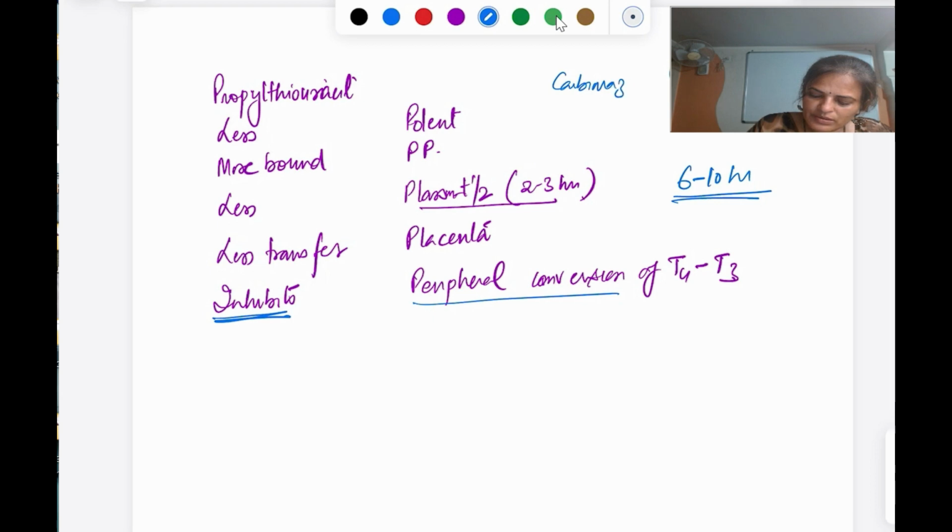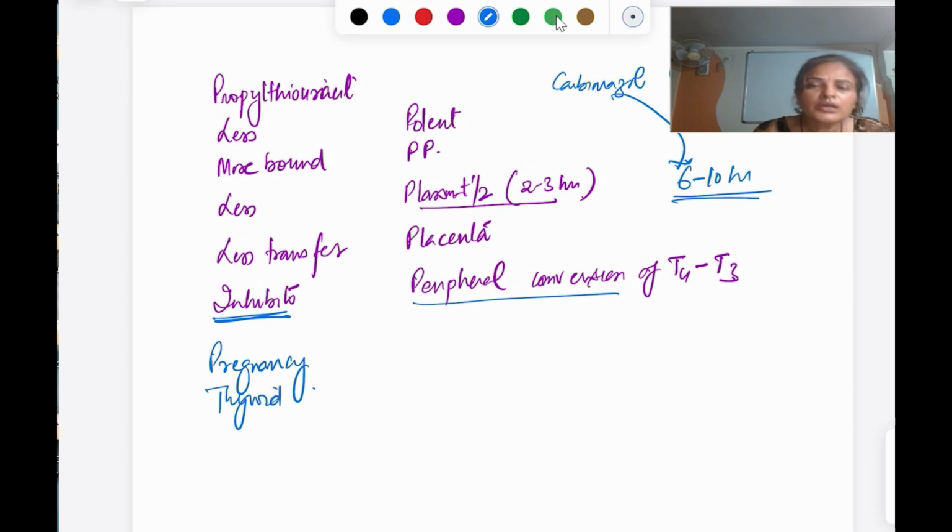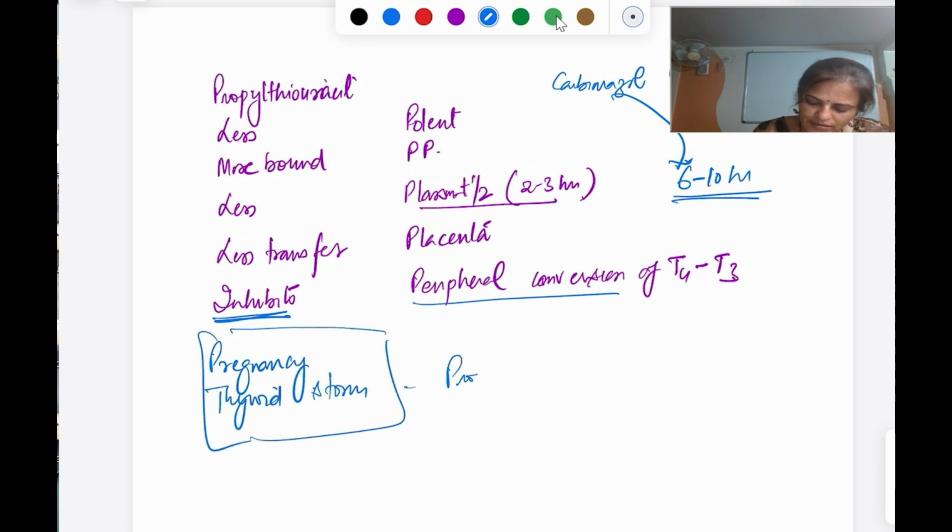So carbimazole is very commonly used, except during pregnancy because of the placental transfer, and in thyroid storm, where we want to inhibit the peripheral conversion of T4 to T3. So these are the two conditions where we prefer propylthiouracil. Otherwise, in all other conditions we use carbimazole. But nowadays they say even during pregnancy, methimazole is also a safe alternative.